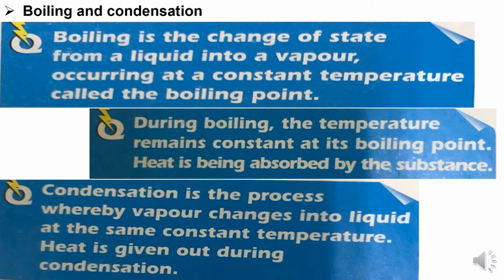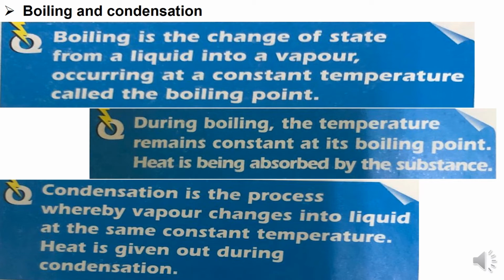Next is boiling and condensation. Boiling is a change of state from a liquid into a vapor, occurring at a constant temperature called the boiling point. So the process of changing liquid into gas at boiling point is known as boiling. During boiling the temperature remains constant. That means the boiling point will remain the same.